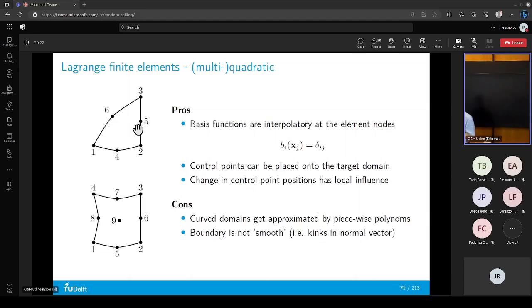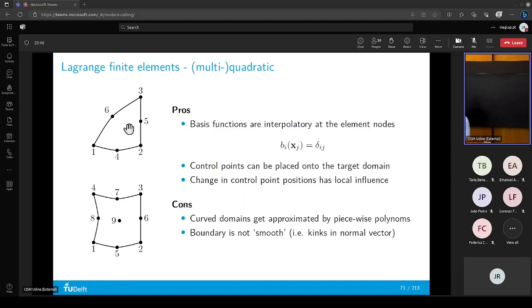We can go to higher, let's say quadratic or biquadratic Lagrange finite elements. This property still holds. This is all nice and fine. We can approximate curved domains by piecewise quadratics, for example, or cubics, whatever you put here. The problem remains: these elements are still C0 coupled with the other.